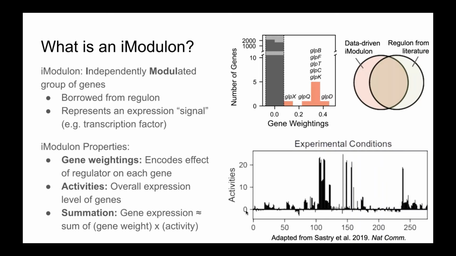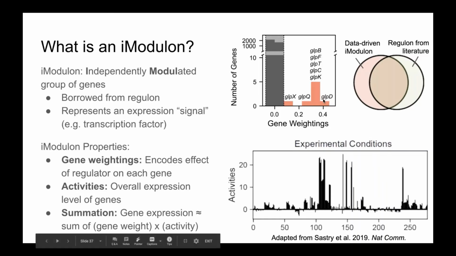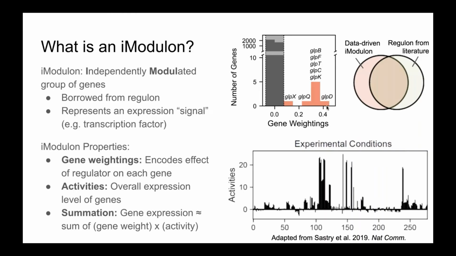Whereas down here, when you have an activity near zero, that means that the expression of these genes is similar to that of our baseline condition, which is glucose minimal media. So the way that this iModulon works is you multiply this gene weight. For example, if you want to know the expression level of glpD under a certain condition, you multiply this gene weight here times the activity under that condition. And you do that for every single iModulon.